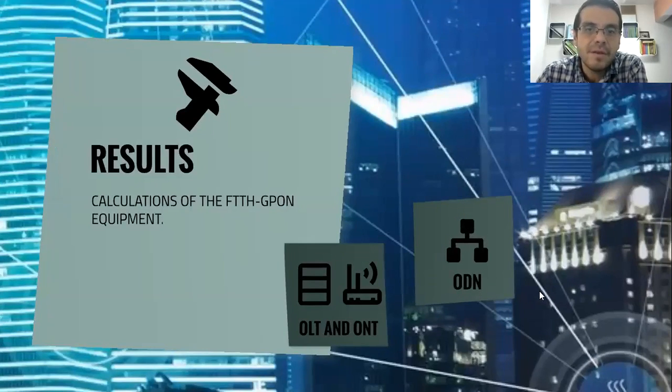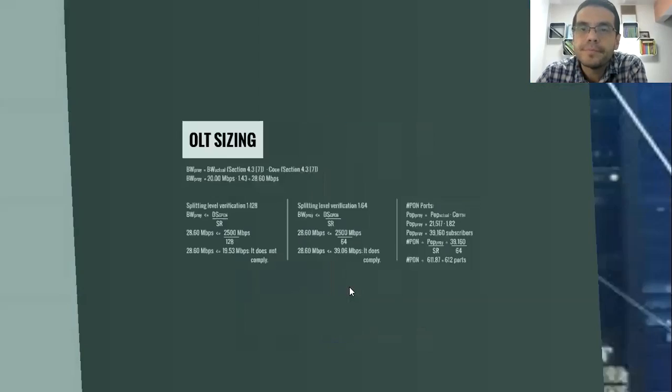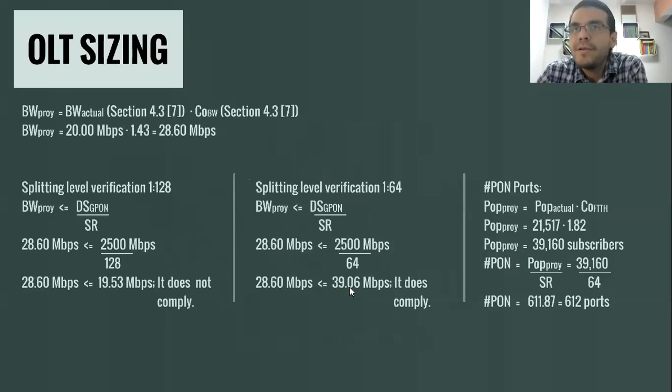Results calculation of the FTTH-GPON equipment. So let's start the results with the OLT and the ONT. Okay, now, first we calculated the optimal level of division of the OLT-PON. The GPON optical line terminal equipment can be configured in 3 splitting levels, 1 to 32, 1 to 64, and 1 to 128. Meaning that each port can provide service to 32, 64, and 128 subscribers.